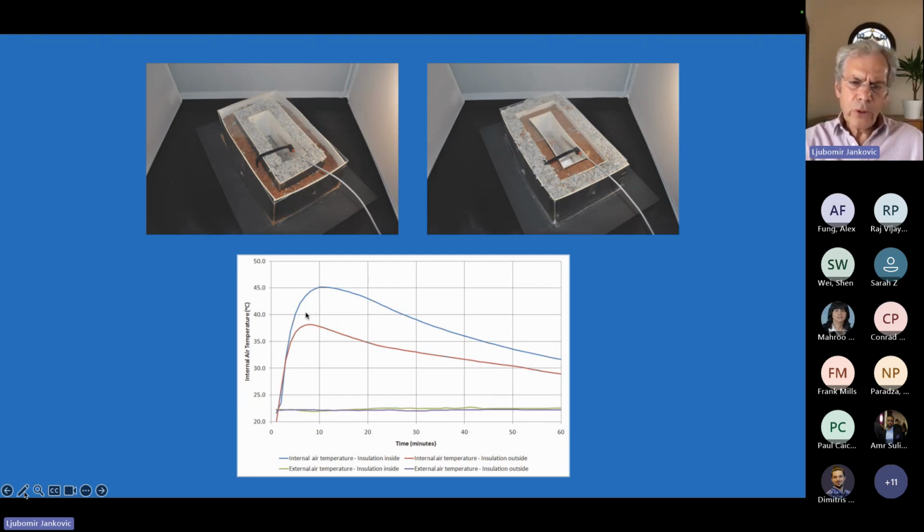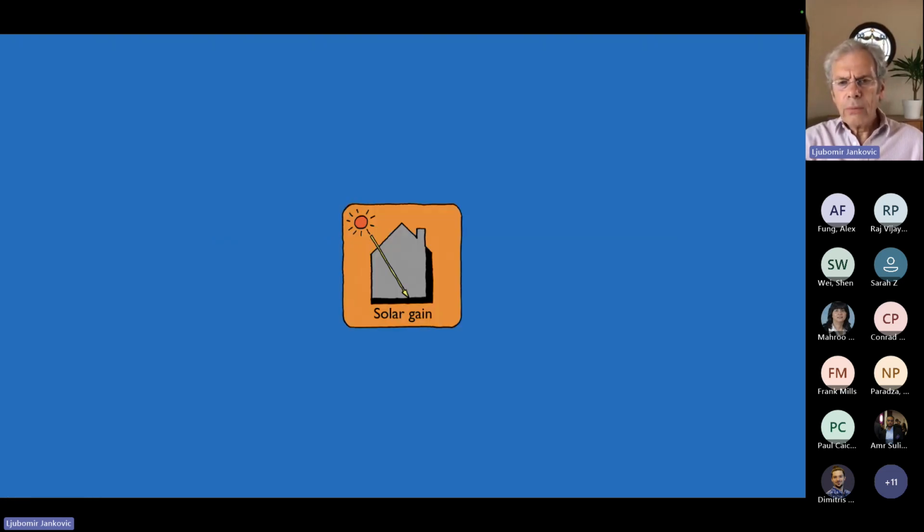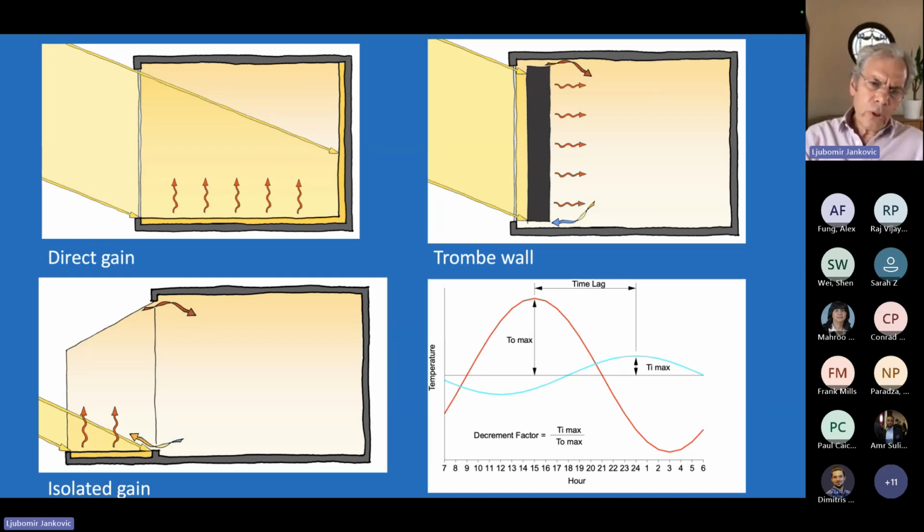And when we do the monitoring of this, we insert the hot water tube there. We can see that with insulation inside, we get rapid temperature rise and then the temperature falls. But with insulation outside, we have slower temperature rise and slower temperature fall. Solar gain. There are several solar gain systems. There's direct gain system with large south-facing glazing and high-density material on the floor and the back wall.